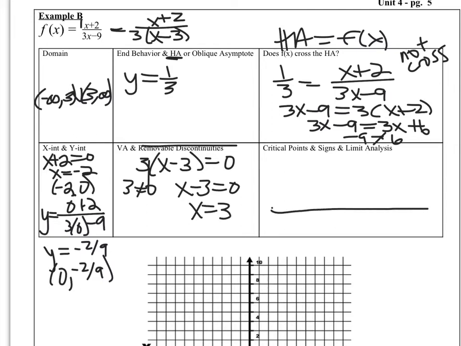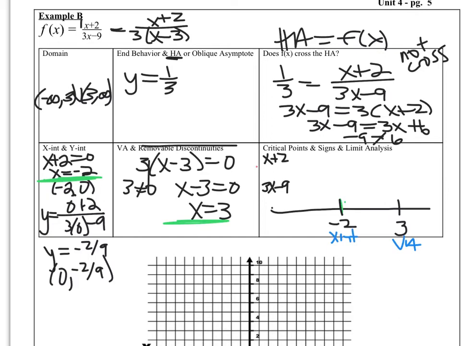For our sign chart, remember we put x-intercepts and vertical asymptotes. So negative 2 and positive 3. And I'm going to remember to label these this time. So this is an x-intercept, and this is a vertical asymptote. Now I'm going to do my numerator, so x plus 2. And my denominator, I'm just going to use the unfactored form, but I could use the factored form.